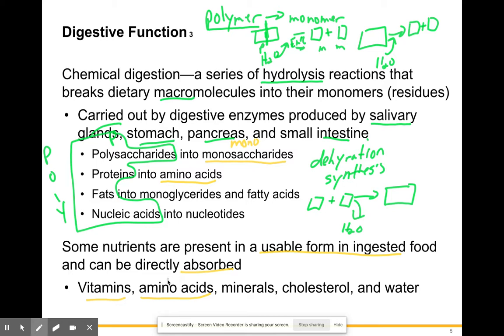Okay, minerals, zinc, iron, any mineral that you see on the side of a cereal box is going to be able to be ingested and absorbed. Cholesterol is one of those things that doesn't need to be broken down. It's something that can be used as soon as you intake it. And water is always going to be one of those things that is used immediately.